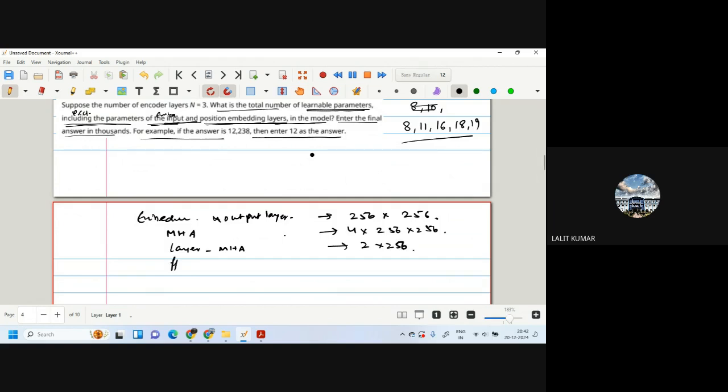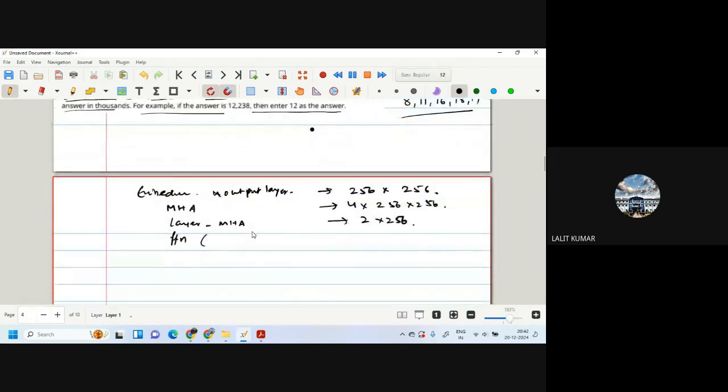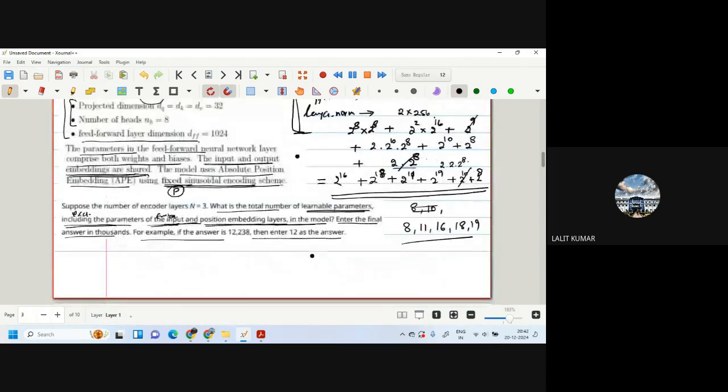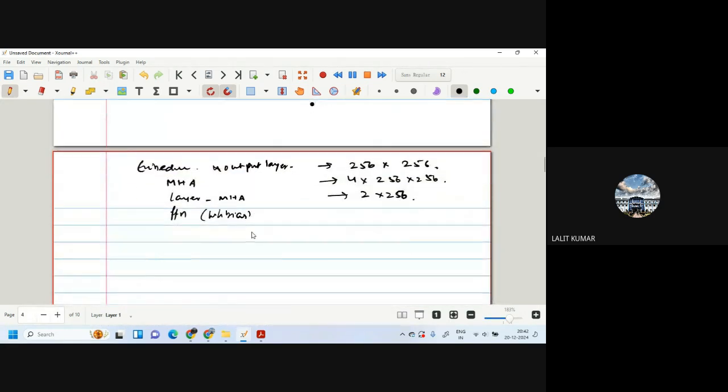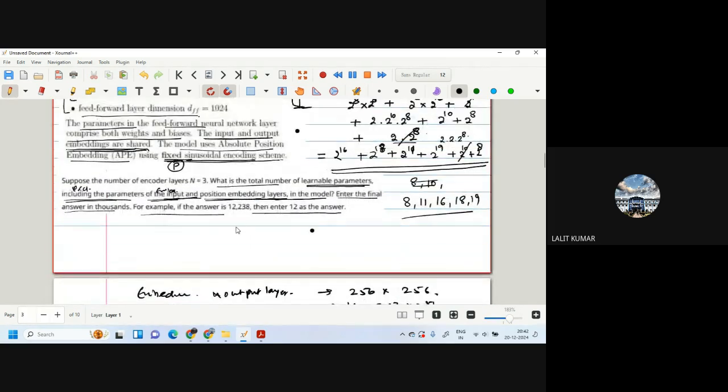Then we go to FFN, and they have said with the bias. And FFN is 1024. So this will become 2 into 1024 into 256 plus 1024 plus 256. Then layer norm of FFN is 2 into 256. Anything else that we have forgotten?